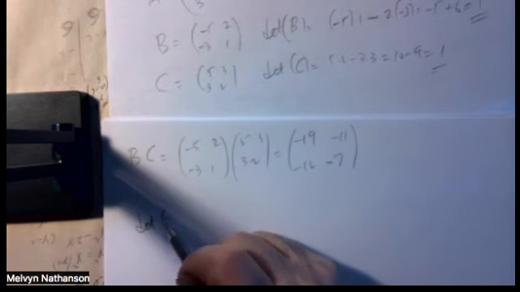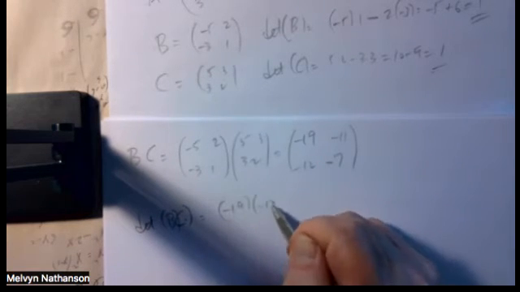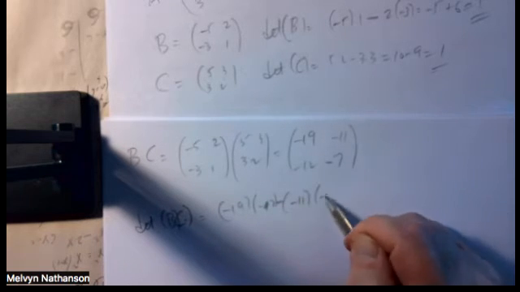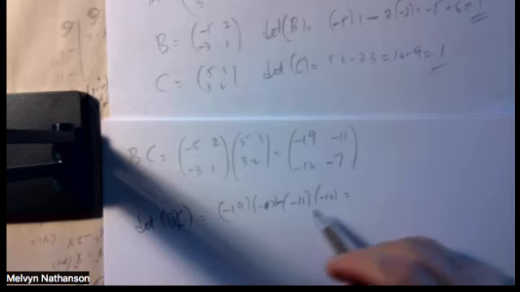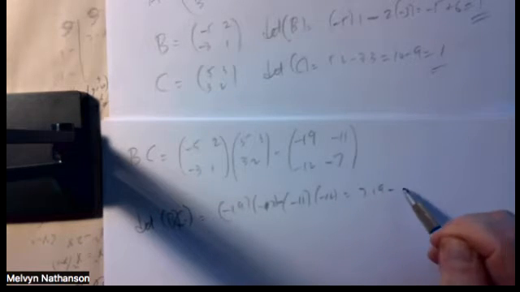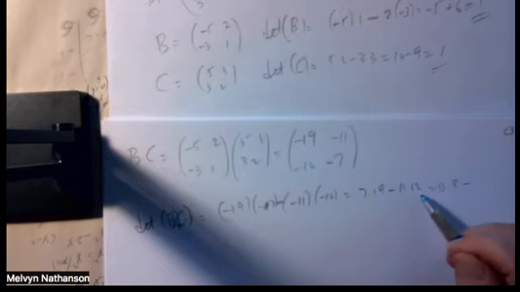What is the determinant of BC? It's minus 19 times minus 7 times minus 11 times minus 12. Let's see, minus signs cancel. That's 7 times 19 minus 11 times 12. Let's see, 7 times 19, 7 nines are 63. 7 plus 6 is 13. 11 times 12 is 132. It's 1. So the determinant of BC is equal to 1.